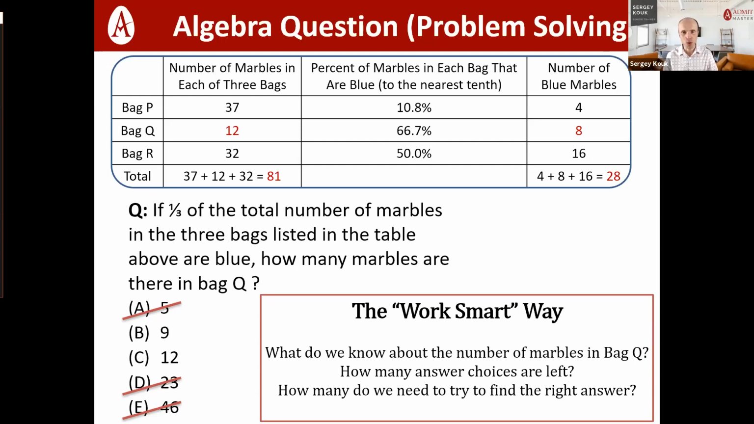Because that's what I'm looking for. I want these things to work out. I want 1/3 of the marbles to be blue. So is 1/3 of 81 28?